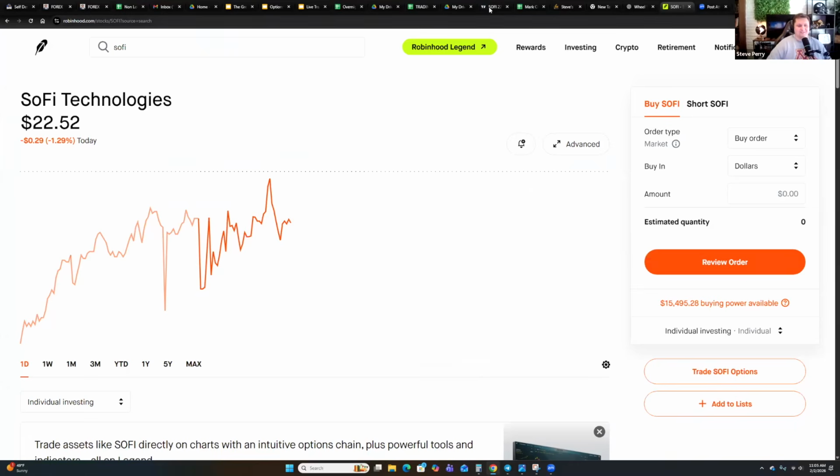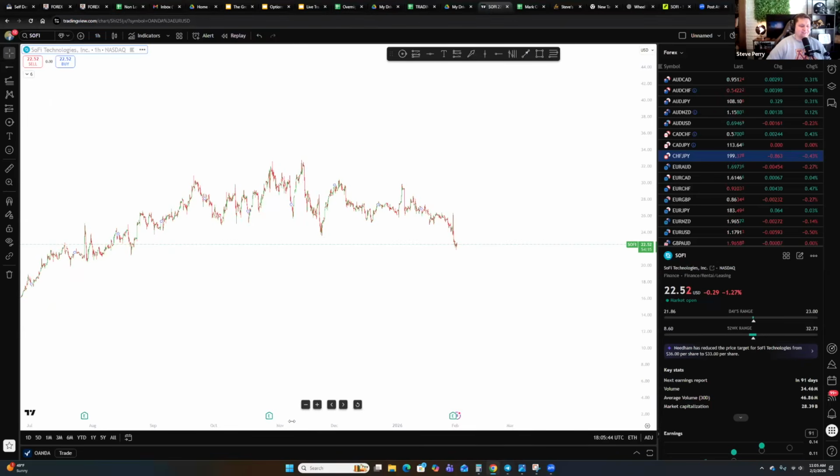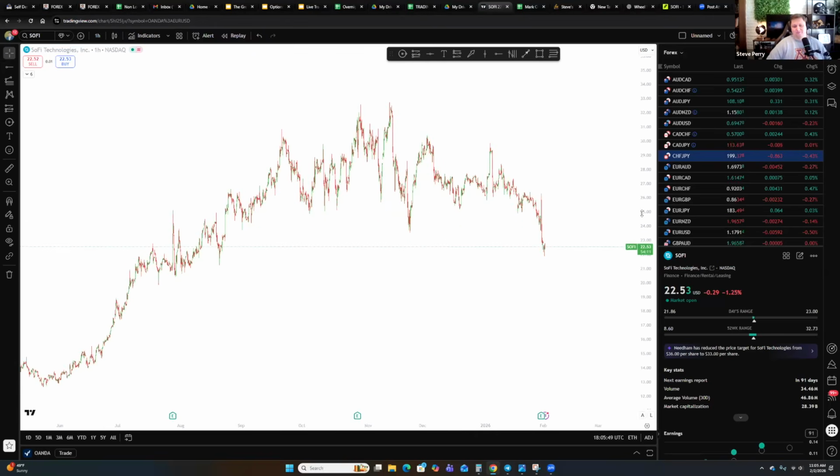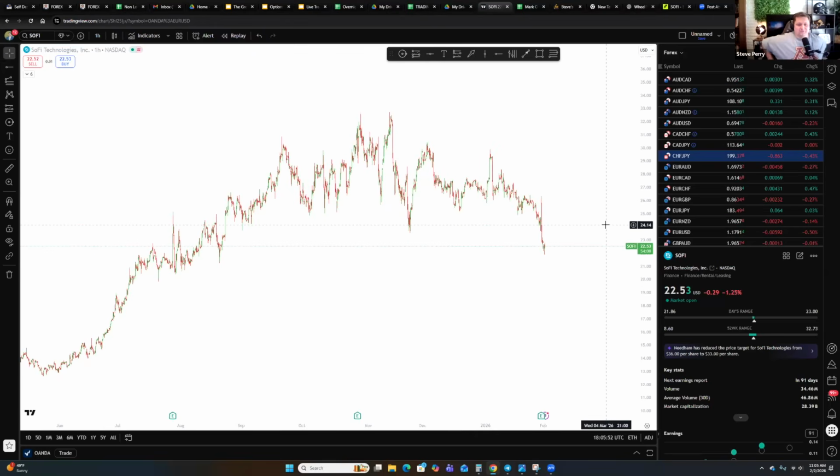Like, here's SoFi, we're looking at SoFi right here. This is the SoFi chart right now on an hourly time frame. And this is more of what we're used to looking at, like when we're looking at Forex positions or futures contracts. But this is a stock, right? This is a banking fintech stock. SoFi is one of my favorite fintech stocks. So yeah, this is what we're used to.